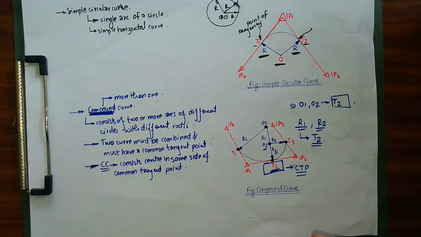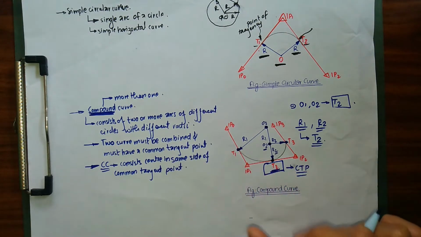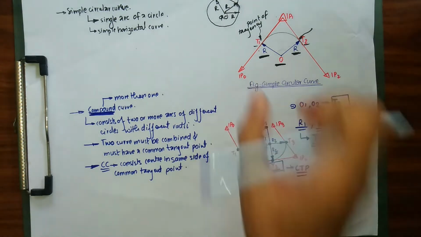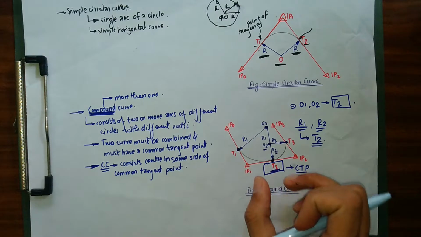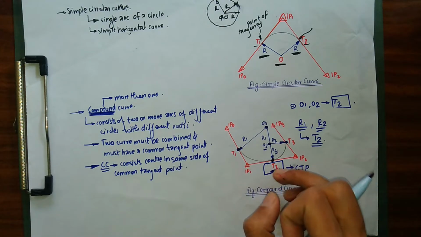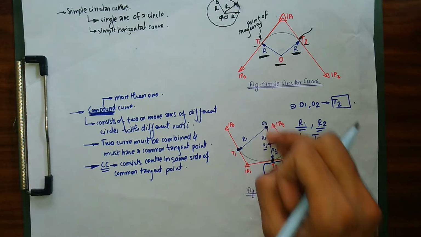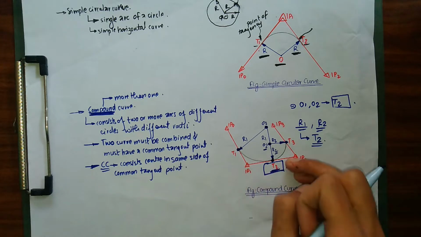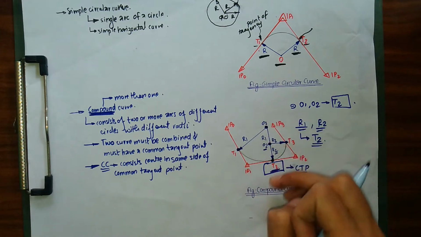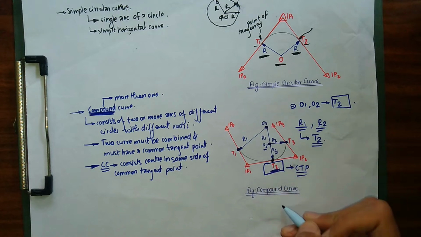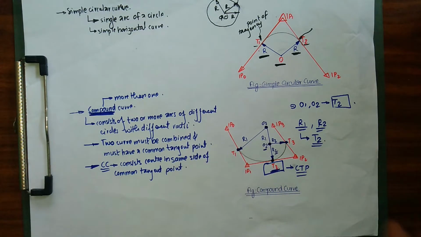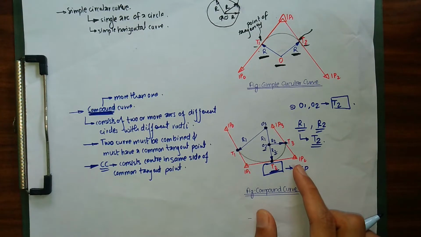So this is all about the compound curve. It basically consists of two or more different arcs of different circles with different radii. It is just like a simple circular curve, but it contains many simple circular curves, and it has a common tangent point, and the centers of both of these circles must lie on the same side of the common tangent point. The centers might be on this side or the other side, but they must lie on the same side of the common tangent point.